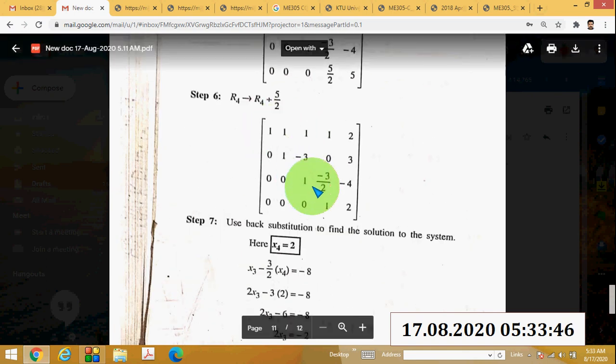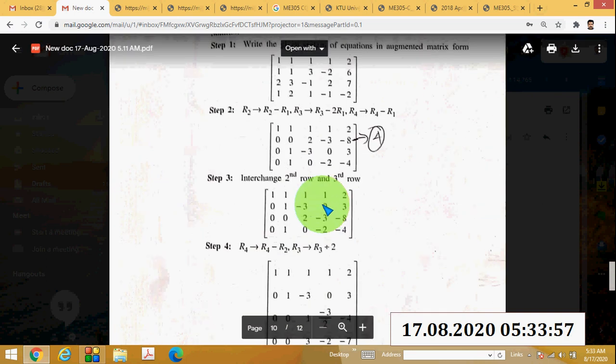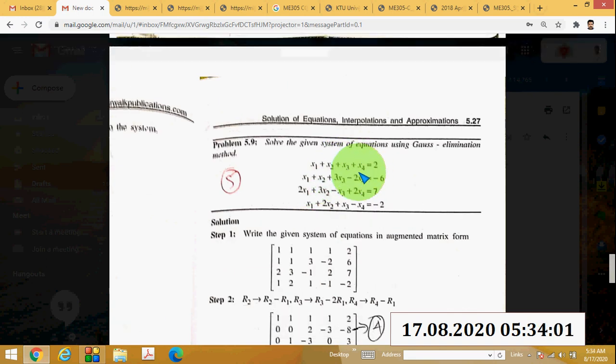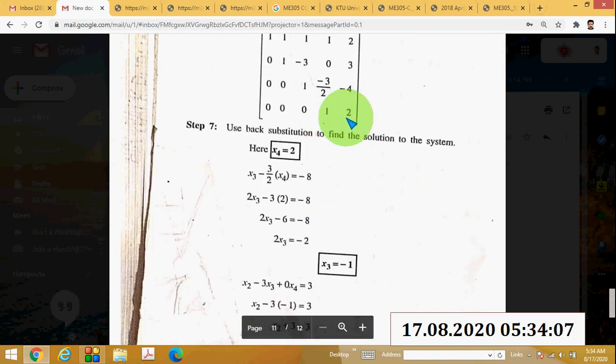So now you can see these are the diagonal elements, and under them all the values are 0. Take the last row. Here the variables are x1, x2, x3 and x4. So the fourth variable is x4, and the value of x4 is equal to 2.